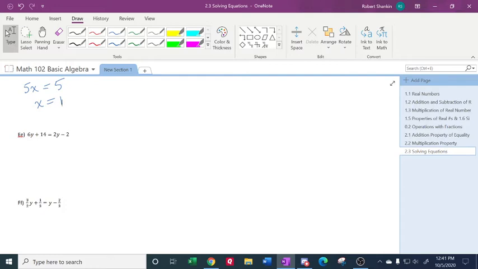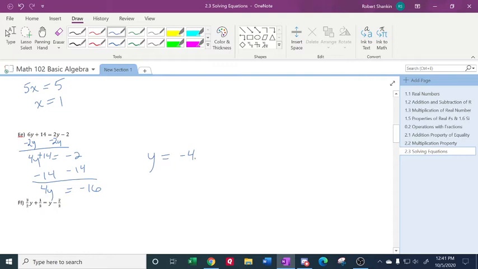Alright, E, pretty similar. What we've been doing, we're going to move all the y's to the left. And then we're going to subtract 14 from both sides. And then we'll divide both sides by 4. Negative 16 divided by 4 is 4.